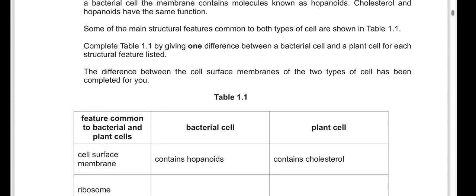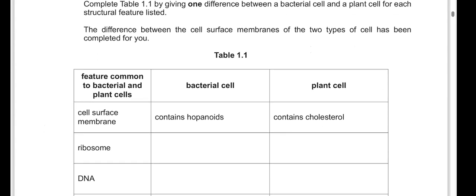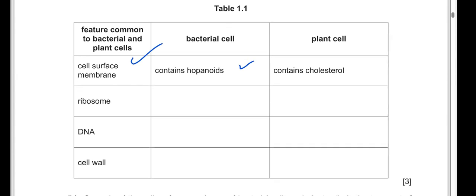The difference between the cell surface membranes of the two types of the cell has been completed for you. So one of the differences is given over here. So this is the feature. The first feature is the cell surface membrane. It has been already mentioned that the bacterial cell surface membrane contains hopenoids, whereas the plant cell surface membrane contains cholesterol. Now, coming to the next feature, which is the ribosomes.